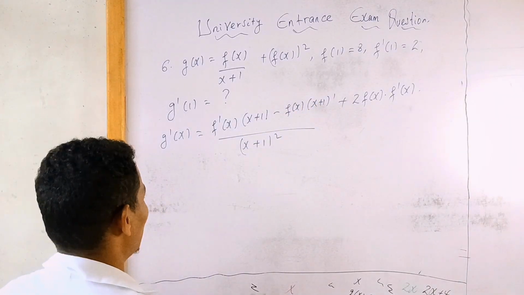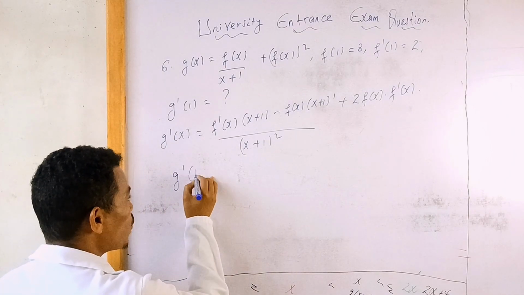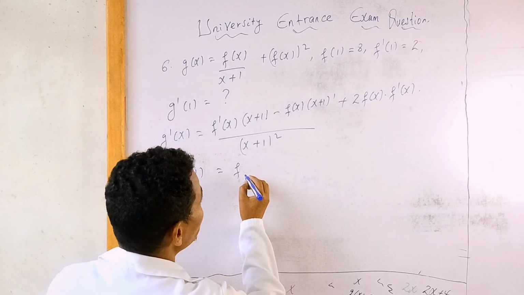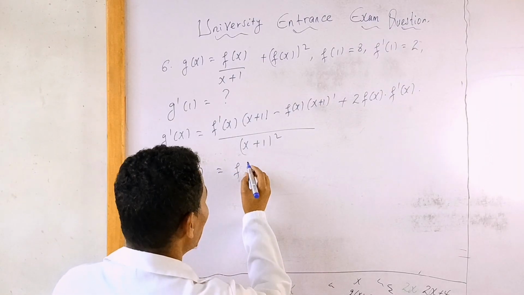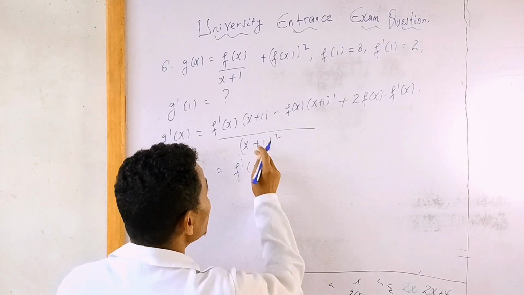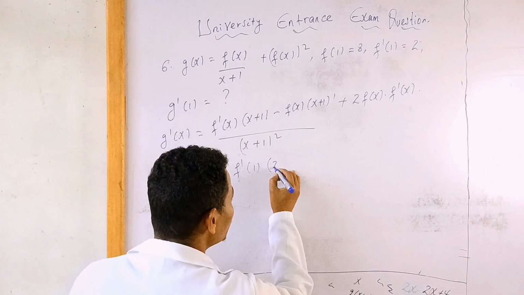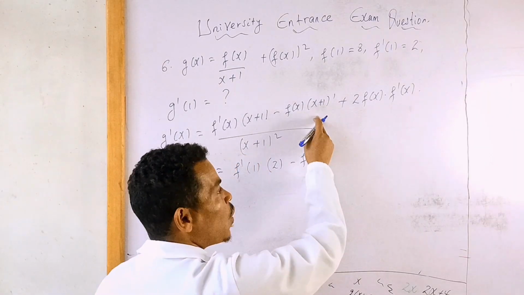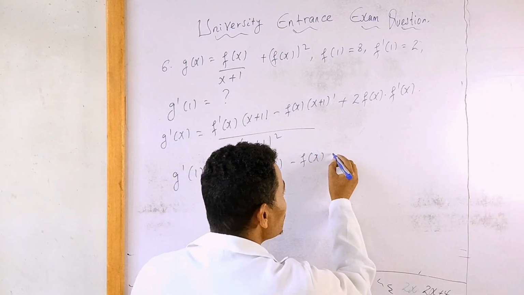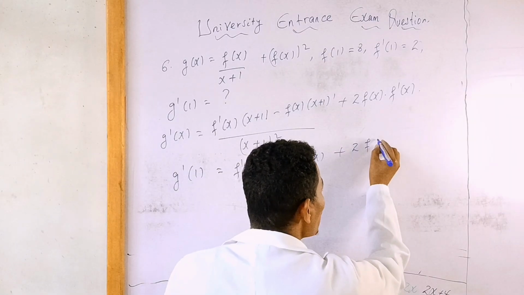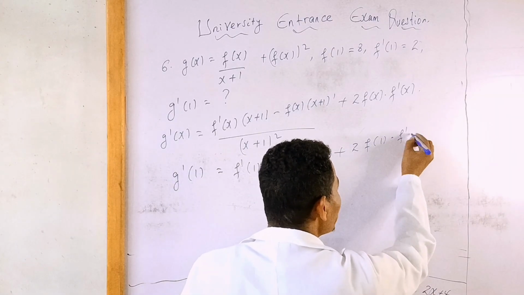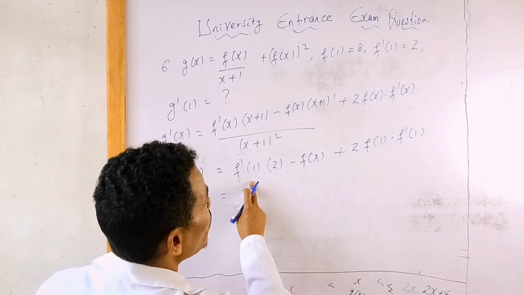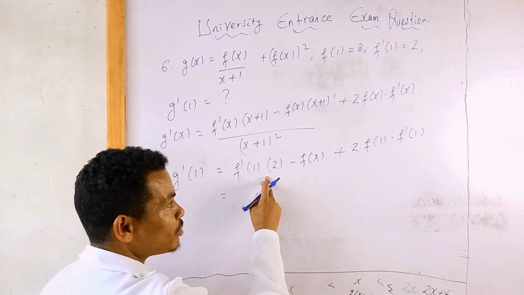So now we can directly substitute 1 into g derivative. That is g derivative at 1 is equal to f derivative at 1 into 1 plus 1, which is 2, minus f of x times the derivative of x plus 1, which is 1, so 1 times f of 1, plus 2 times f of 1 times f derivative at 1. And f derivative at 1 is 2.